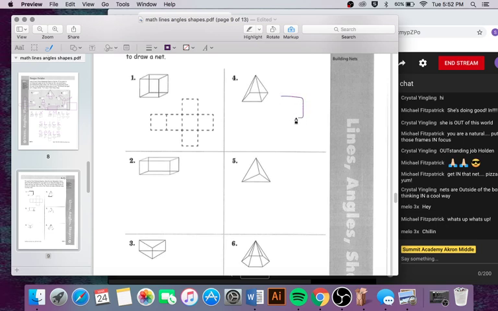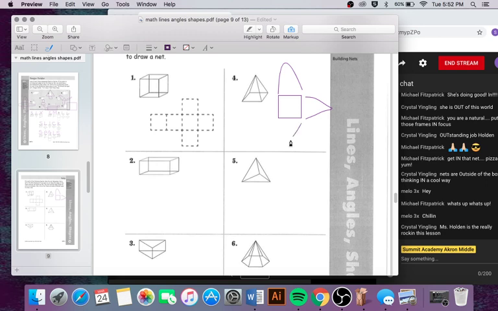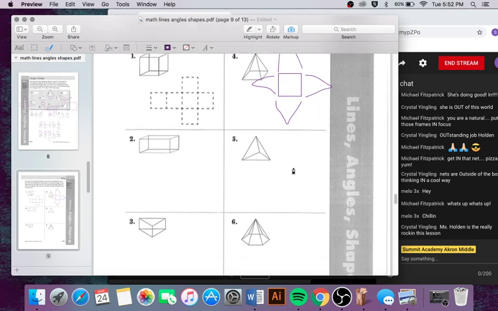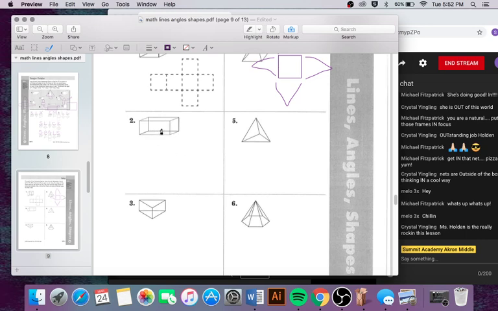So it would look like... Holden is really trying to figure out how to draw on a computer. It's kind of crazy. So the net for your square pyramid would look something like this. Down here, this is the same one I tried to do up there.